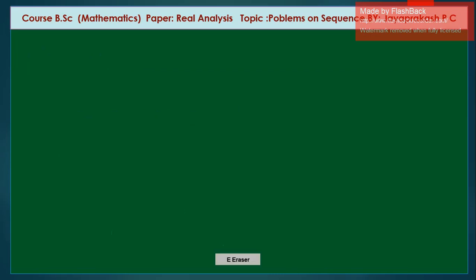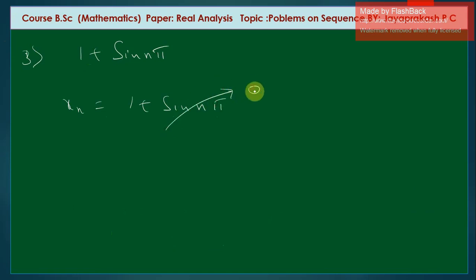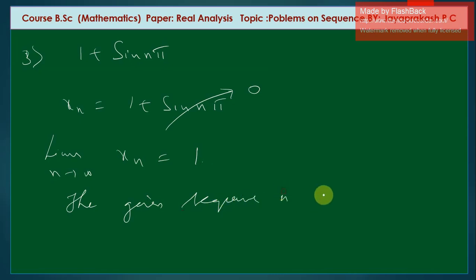Last example: 1 plus sin n pi. So we take xn is equal to 1 plus sin n pi. For any value of n, sin n pi becomes 0, so as n tends to infinity, xn is equal to 1. Therefore the given sequence is convergent. These are the problems about sequences.